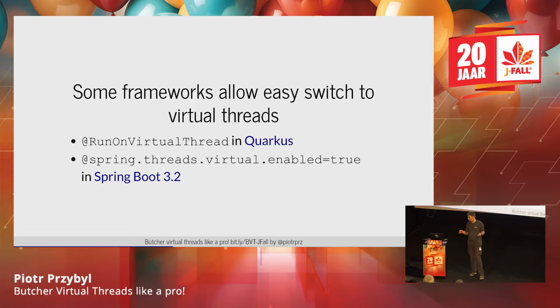And in Spring Boot 3.2, we'll be able to go for Spring. So it's just a property. spring.threads.virtual.enabled=true. And then whenever Spring or Quarkus thinks it makes sense to run this on a virtual thread, and a virtual thread is available, it will be run on a virtual thread, right? So this is the switch.